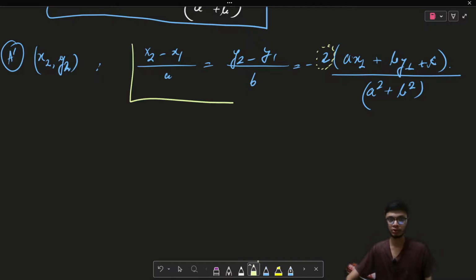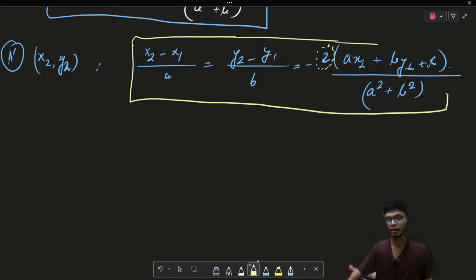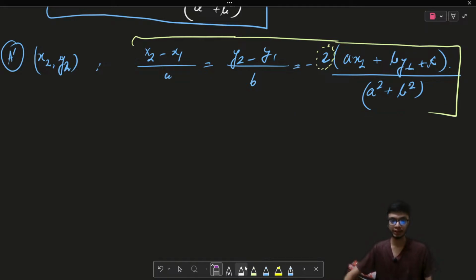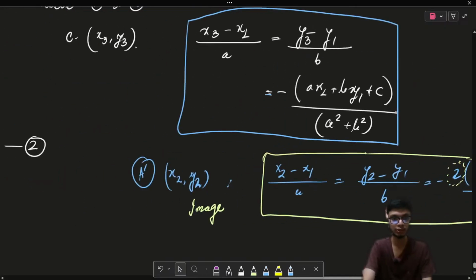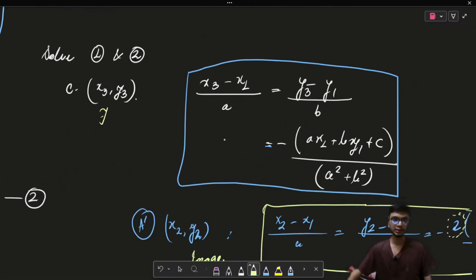So if you just follow this particular expression, you are easily going to get the relation of the coordinate for the mirror image. So this is for the mirror image, and the previous one for point C was the foot of perpendicular.